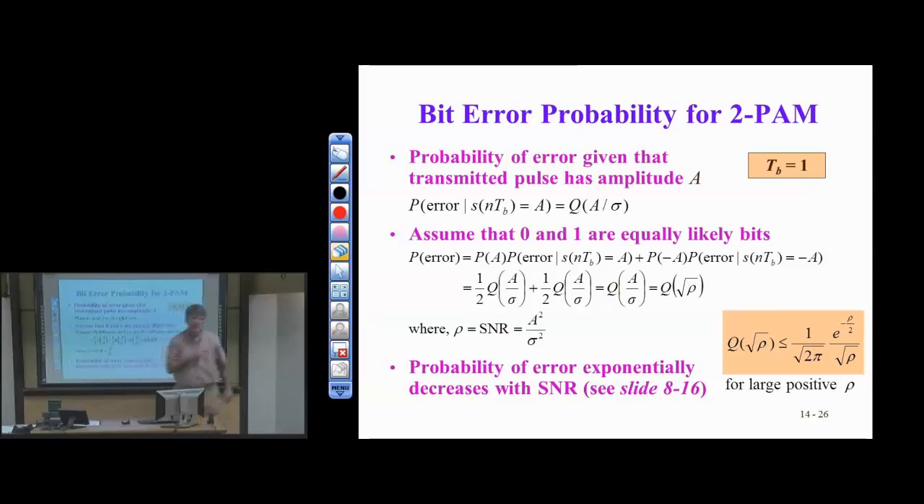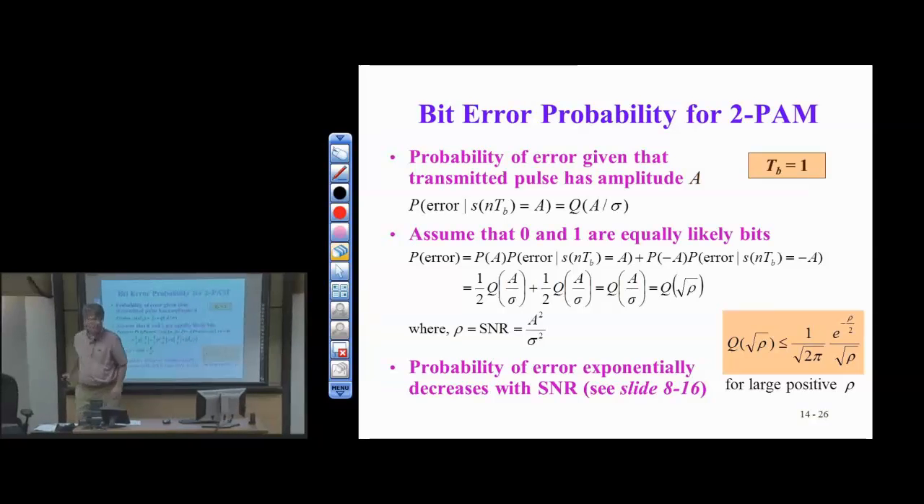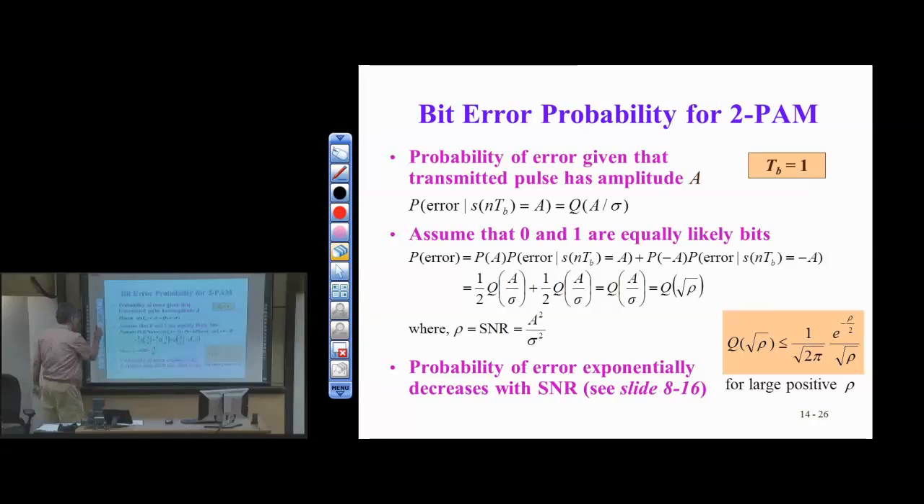Okay, so we left off last time with this derivation, which was the probability of an error for 2 PAM, so 2-level PAM, 1 bit per symbol. And the probability of error reduces to a very nice, very compact formula. And that probability of error is this Q function, and the argument is the square root of SNR.